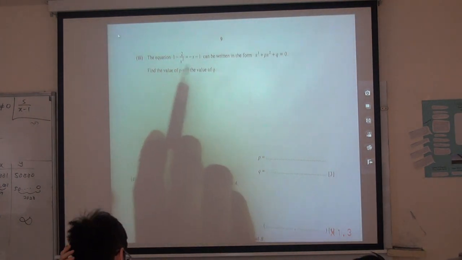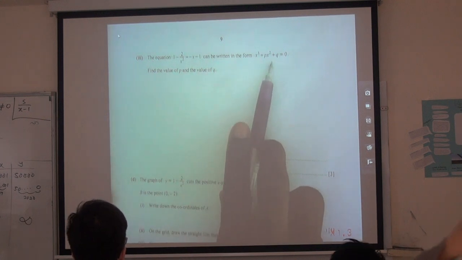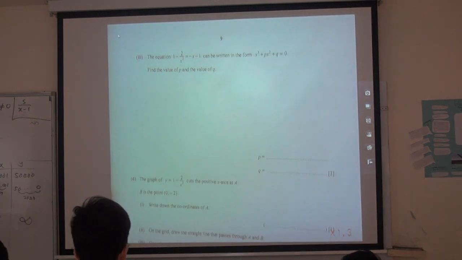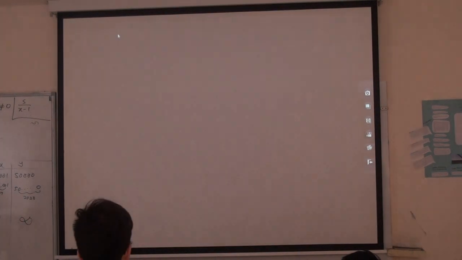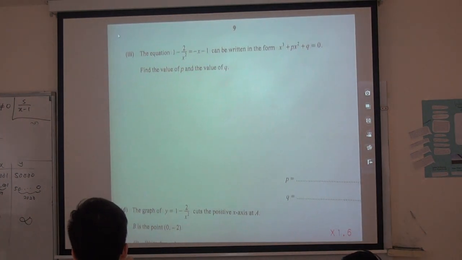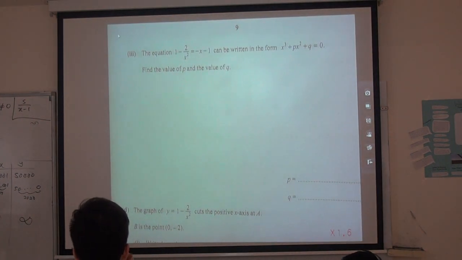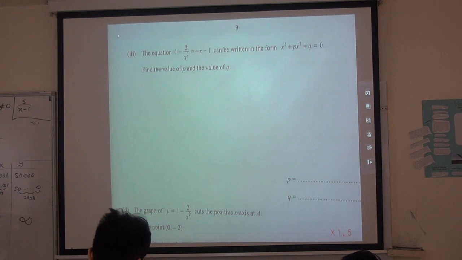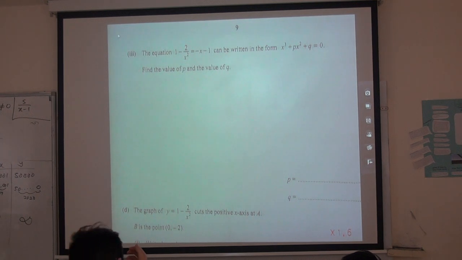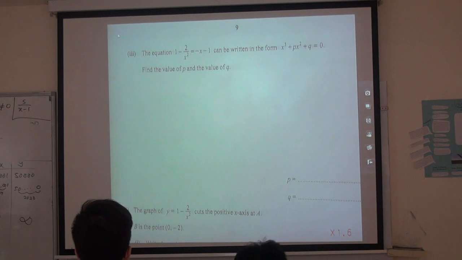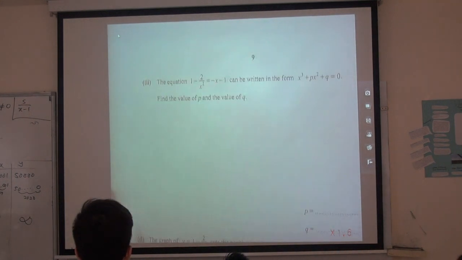The equation can be written in this form. Write down the values of p and q. Can somebody advise what to do? You have to equate all of them to zero first, by moving the stuff on the right side to the left. Yes, we can do that, or we could do something before that. Make it a whole number by multiplying all of them by x squared.